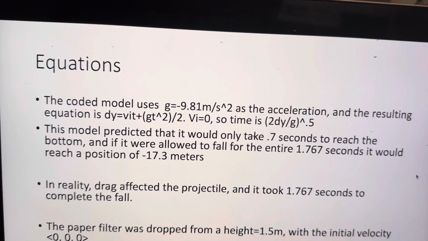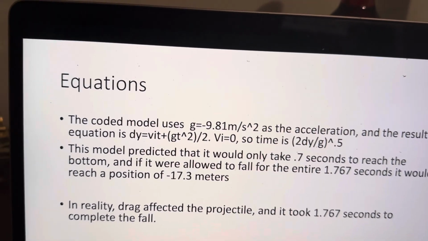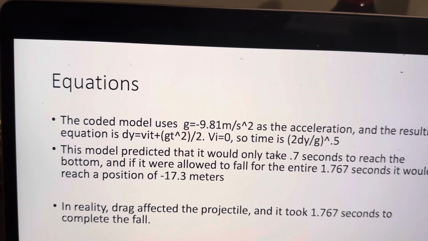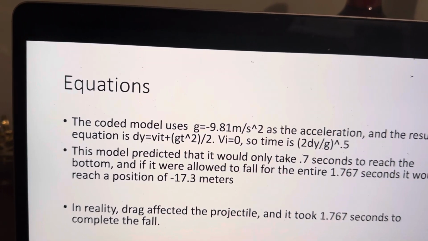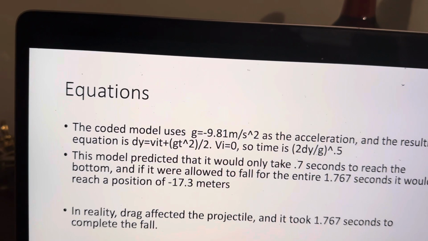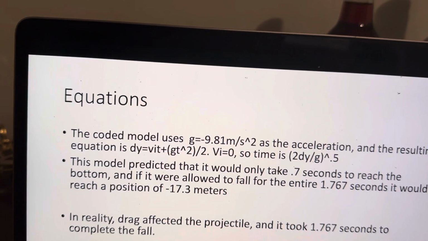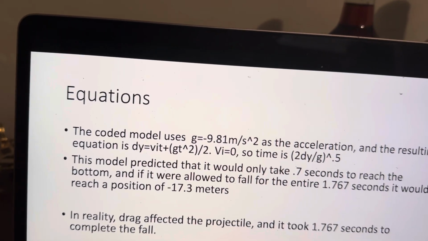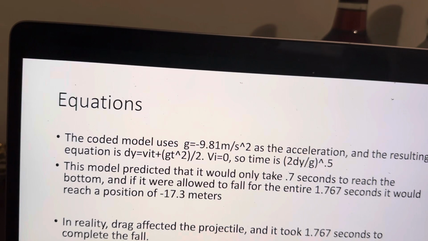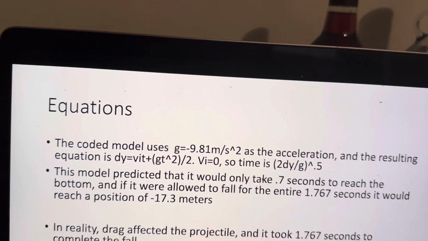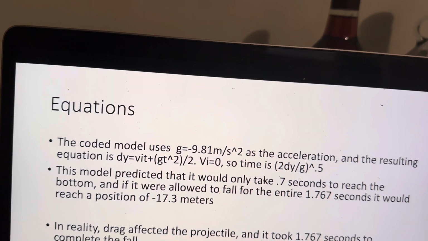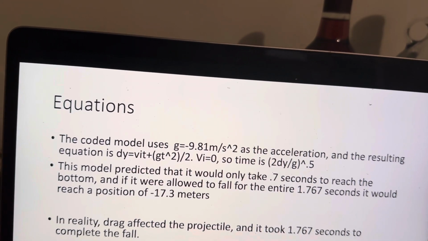As you see here, a paper filter was dropped from a height of 1.5 meters. The equations used in this lab were as follows. The coded model uses g equals negative 9.81 meters per second squared as acceleration, and the resulting equation is the change in position for y is the initial velocity times time plus gravity times time squared divided by 2. In this case, the initial velocity is 0, so time is (2 dy over g) to the 0.5.